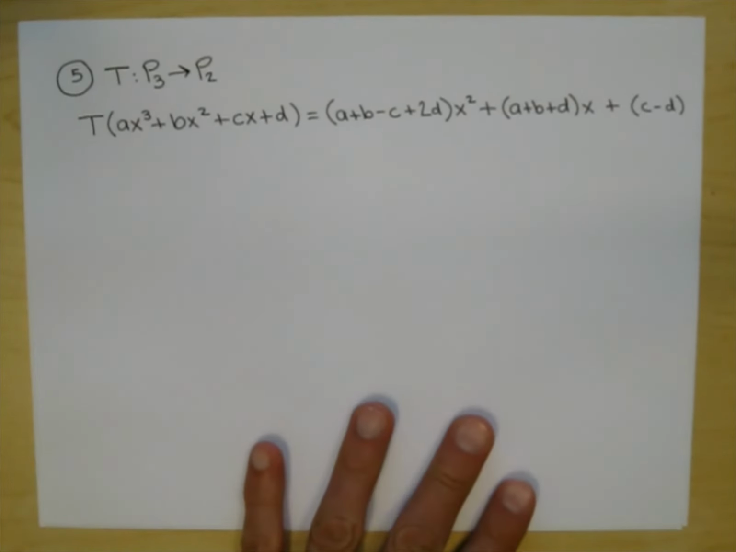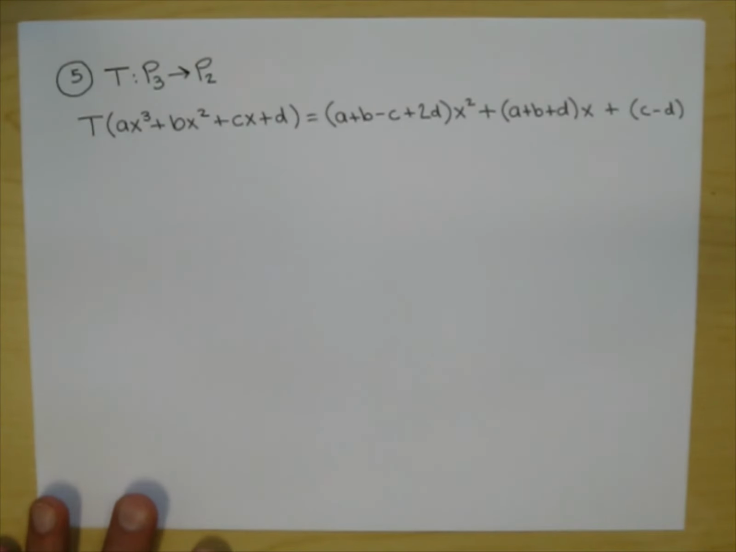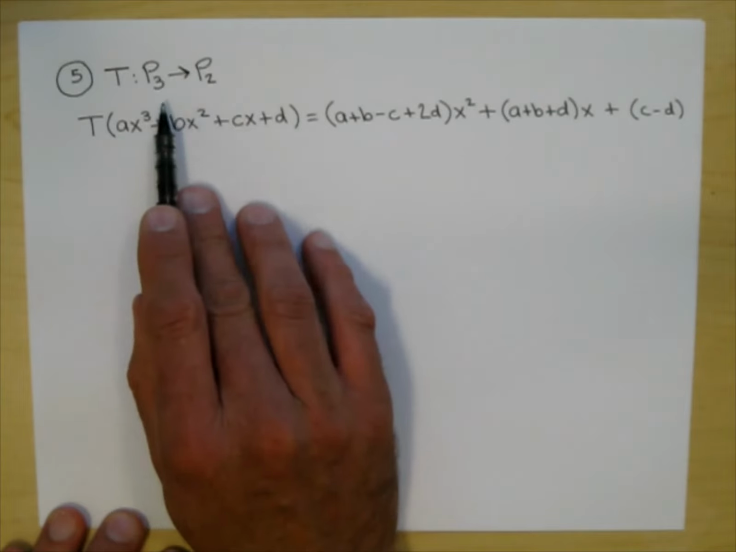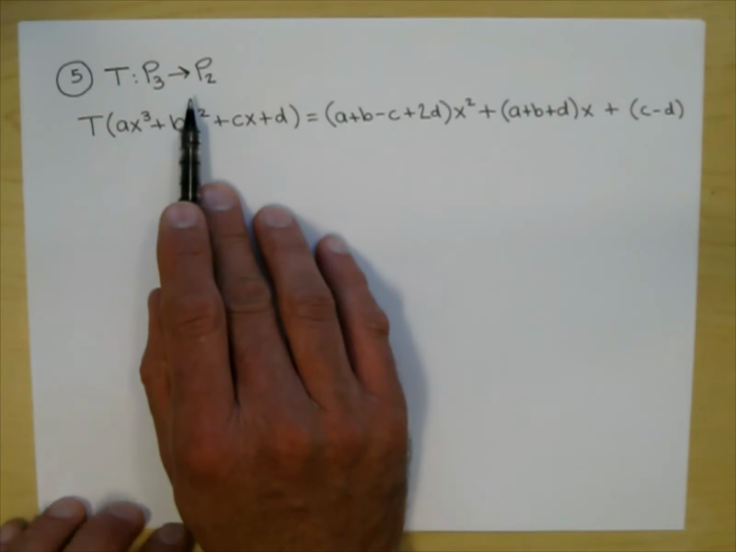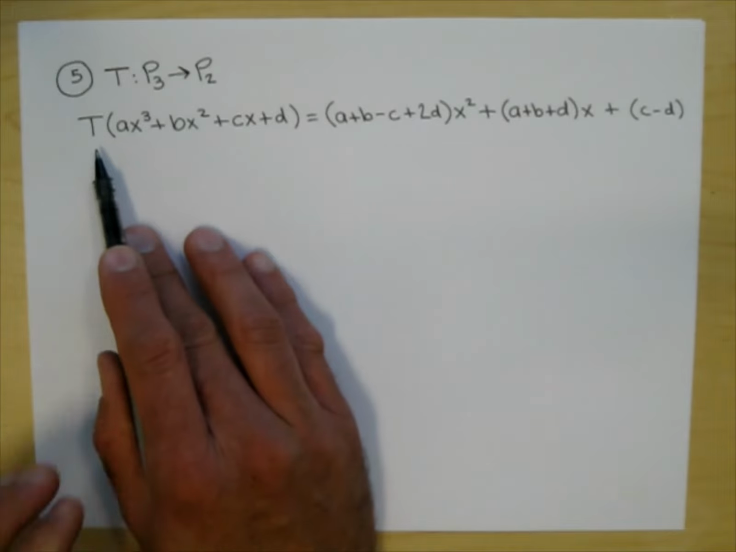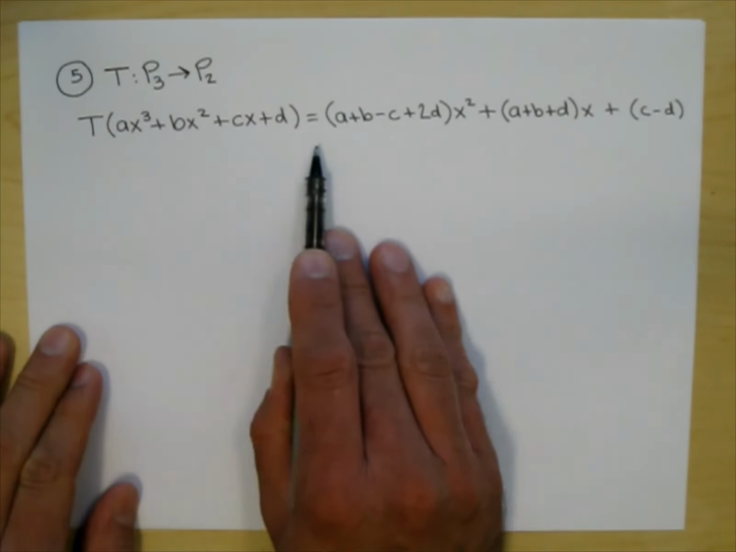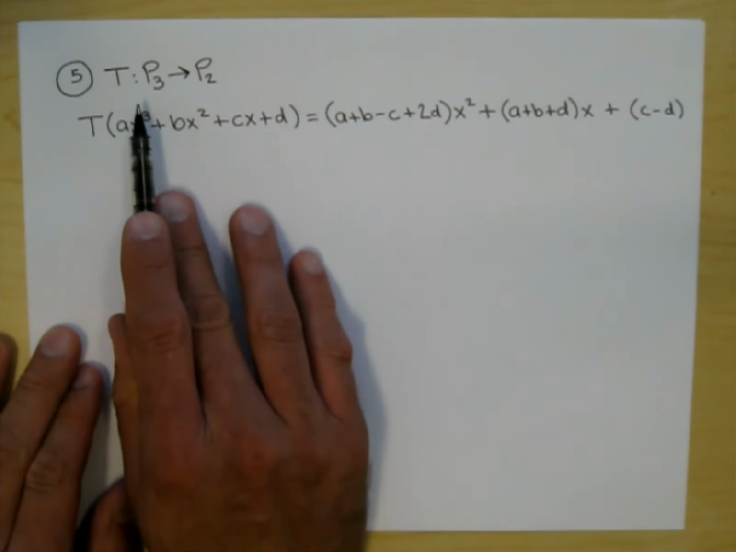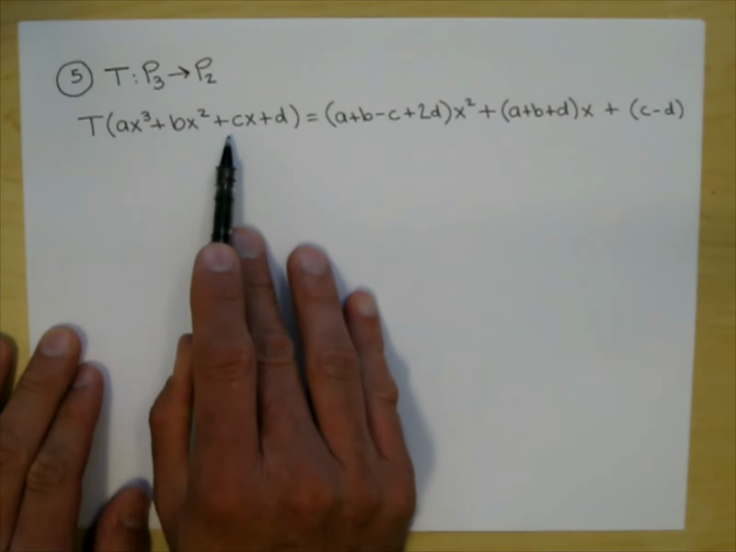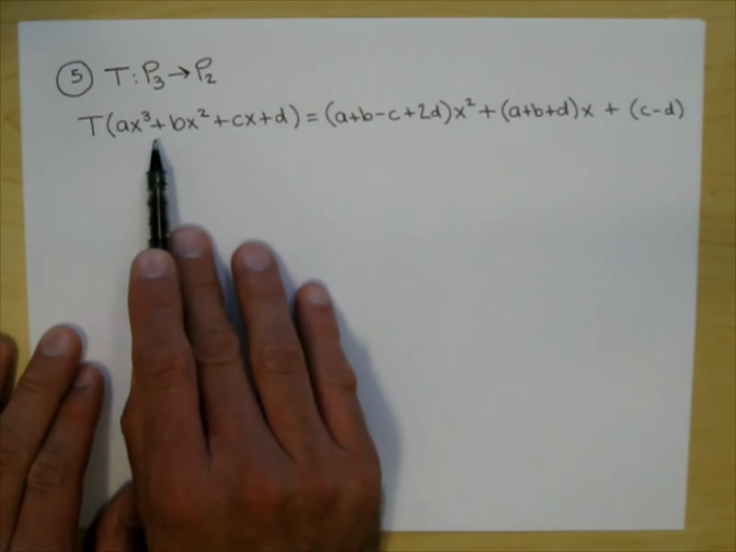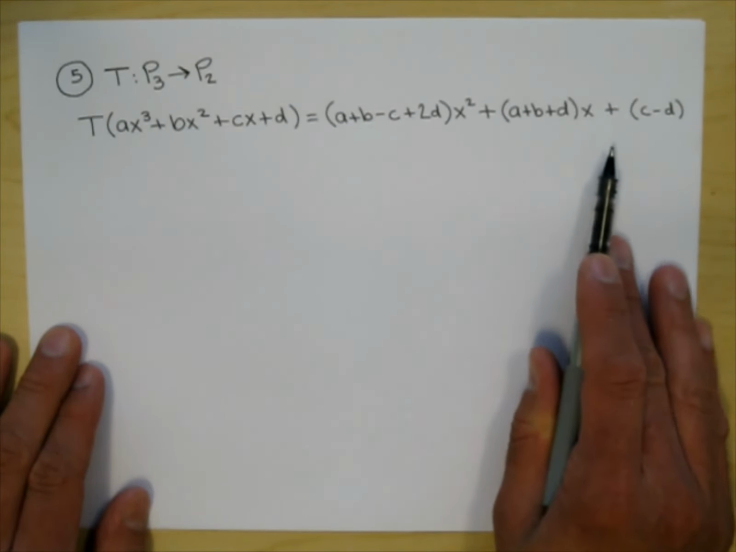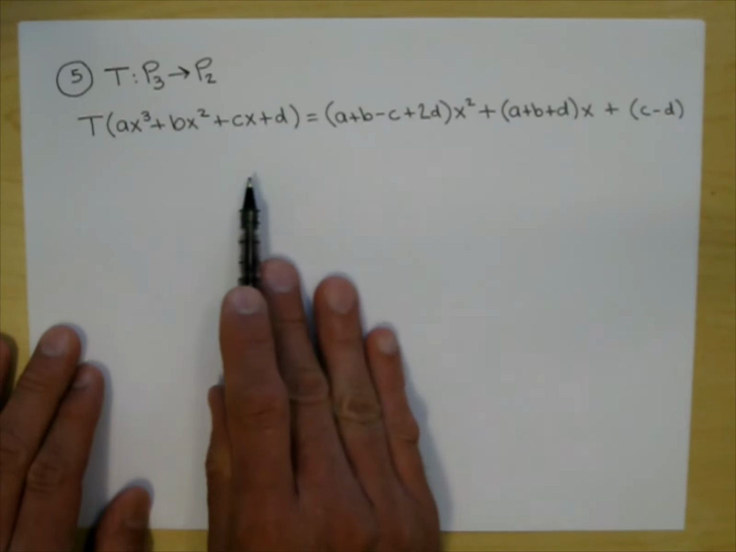Looking at problem 5, my linear transformation is going from P3 to P2. Sometimes the book will write P3 of R, P2 of R, but when I don't, it just means the coefficients are real. The linear transformation looks like this, and you can see it's taking a general polynomial from P3. P3 is polynomials of degree 3 or less. So A could be 0 there, and you would still be in P3. And it takes me to a polynomial that says something x squared plus something x plus something. So that's the linear transformation.